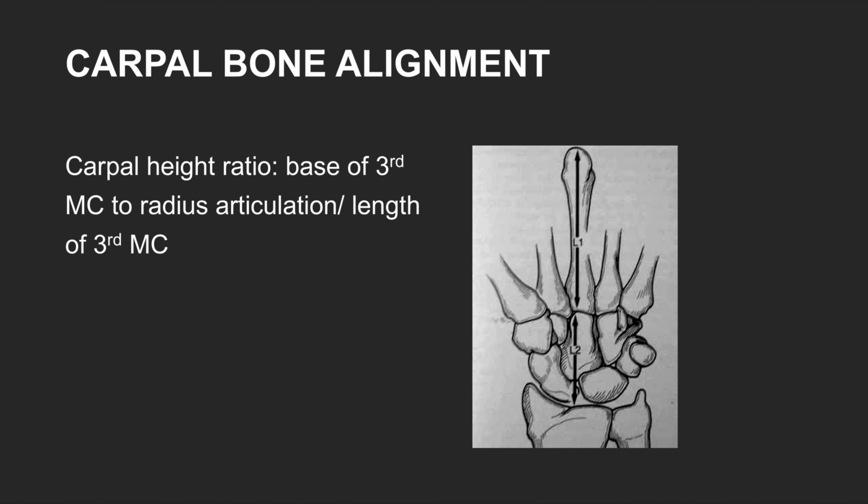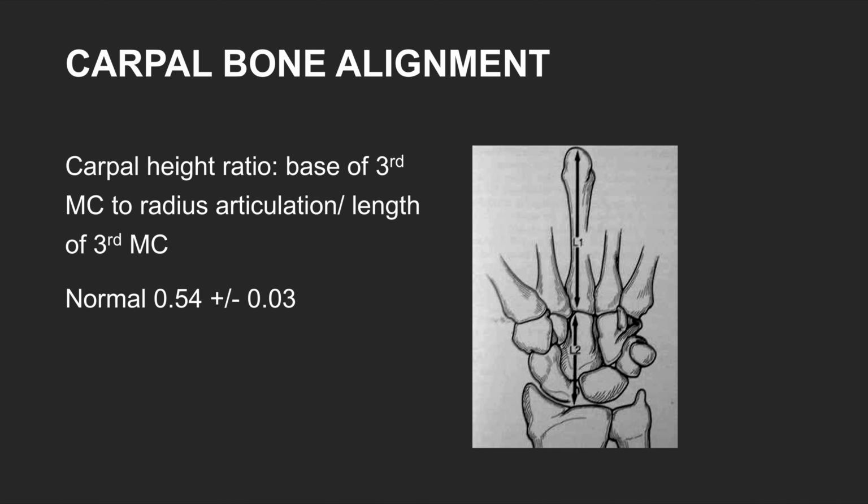On a PA view, the carpal bone alignment should be in line with the center of the capitate and the third metacarpal. And you can also look for what's called the carpal height ratio. The carpal height ratio looks at the length of the third metacarpal versus the line drawn from the radiocarpal joint to the base of the metacarpal. And normally that should be 0.54, meaning the metacarpal is twice as long as that space. And the tolerances are pretty small, as you can see, plus or minus 0.03.